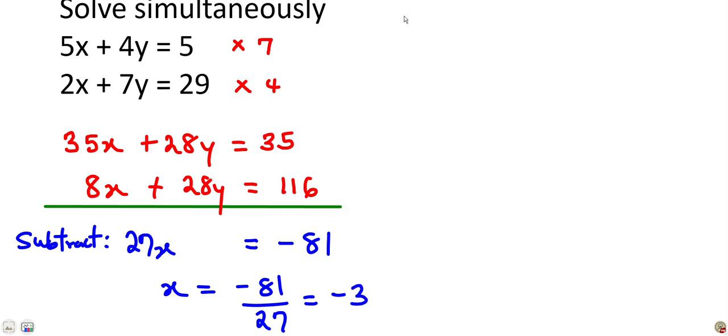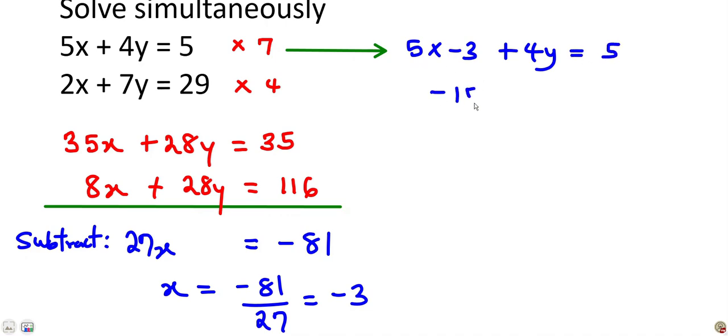So we've got to substitute this value for x either in the first equation or the second equation. I think the first is easier because the numbers are easy to manage. I'm going to substitute for x in the first equation. That's going to turn into 5 times x, which is 5 times minus 3, plus 4y equals 5. And 5 times minus 3 is minus 15, plus 4y equals 5.